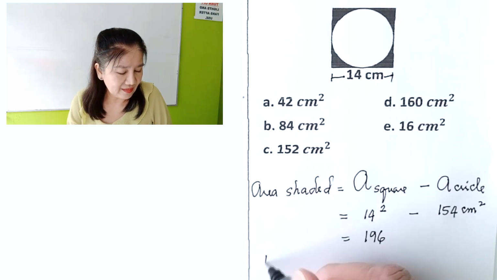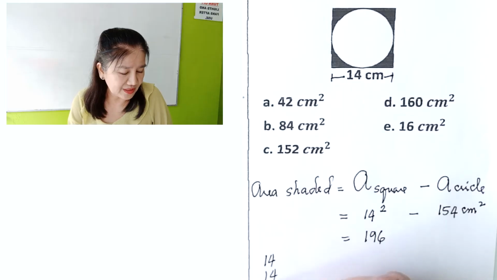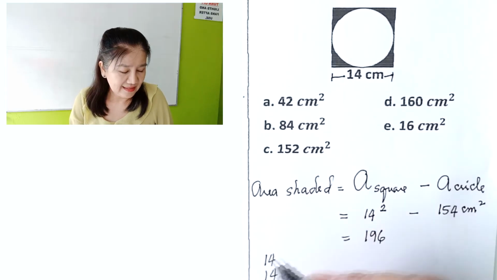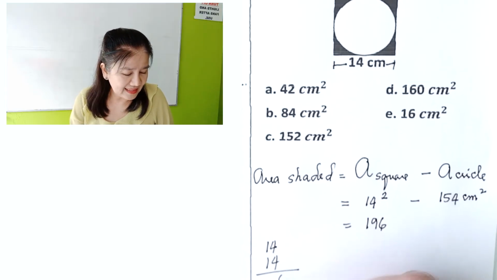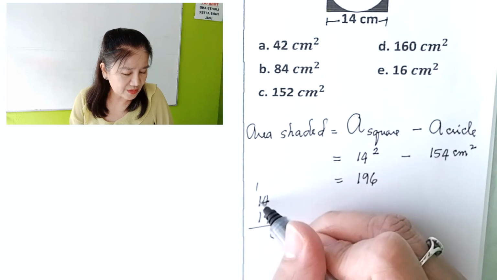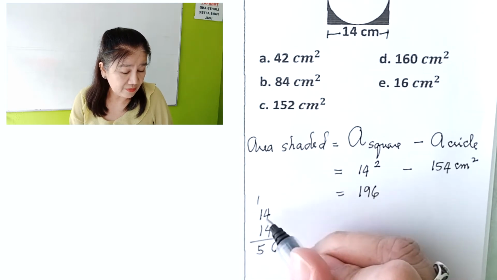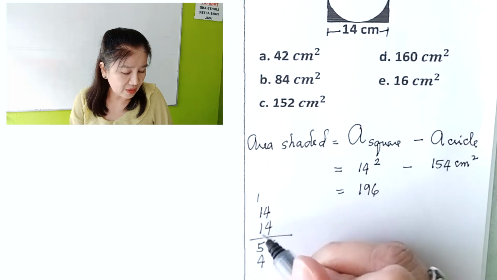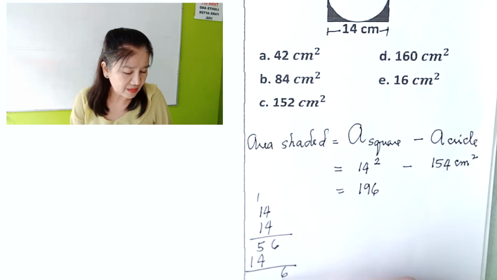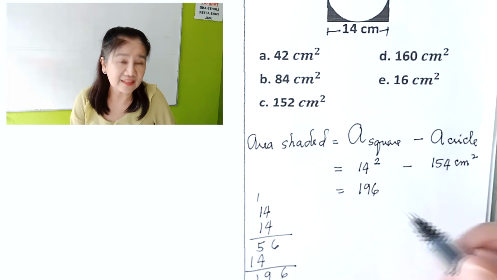Okay, let me show that. 14 times 14. 4 times 4 is 16, carry 1. 4 times 1 is 4 plus 1 is 5. 4 times 1 is 4, 1 times 1 is 1. So add them, 6, 9, 1, 196.